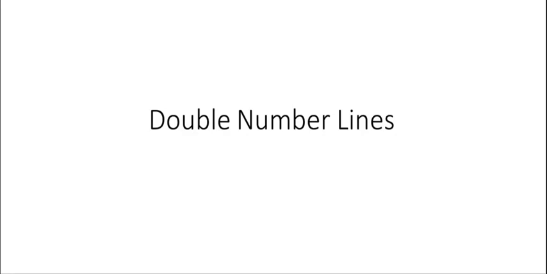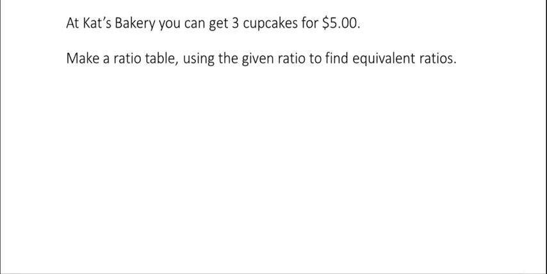Okay, hi guys. Today we are looking at double number lines. Double number lines, like ratio tables and tape diagrams, are another way that we can show equivalent ratios. Today we're going to build our double number lines starting with ratio tables, and then we can build our double number lines from there. So, our question is, at Kat's Bakery, you can get 3 cupcakes for $5.